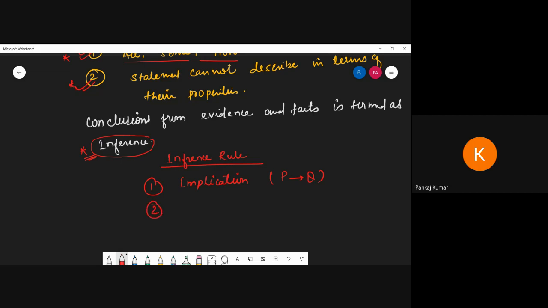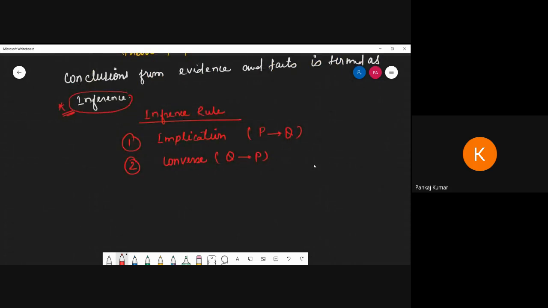So the second point is called the converse. So what is the converse? That is the opposite of implication. Whatever the left hand side of the implication is comes to the right hand side of the converse, and the right hand side goes to the left hand side. That is the converse. So don't be confused about converse and implication.